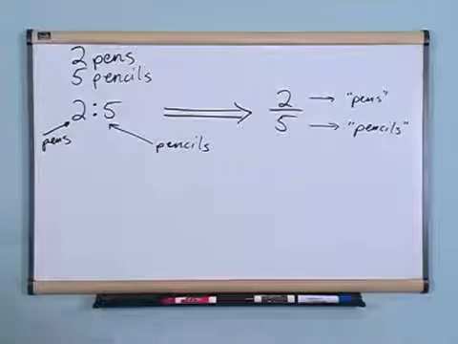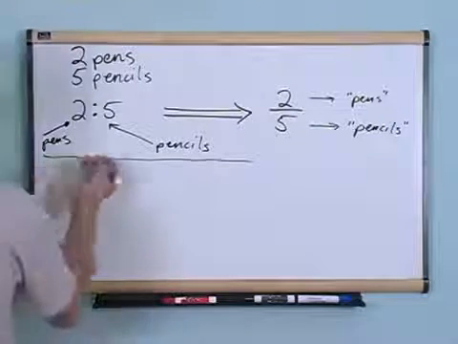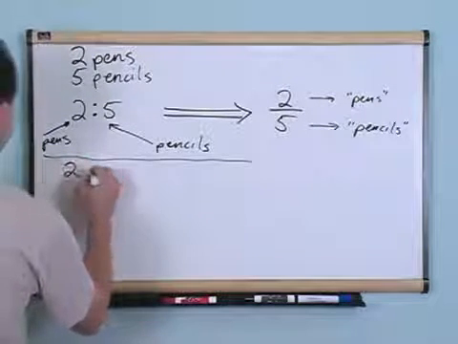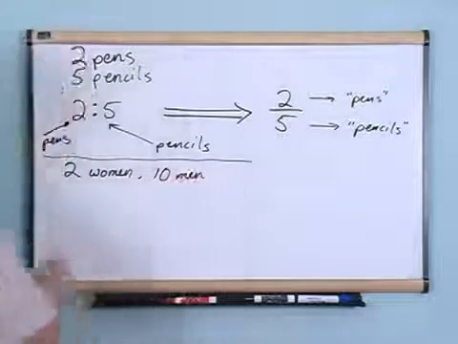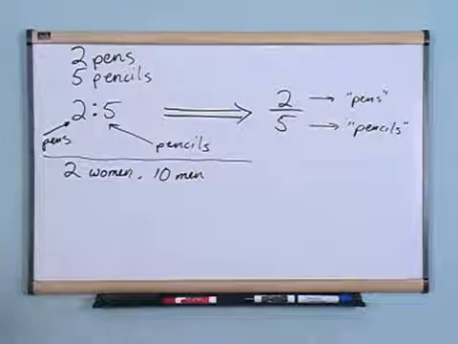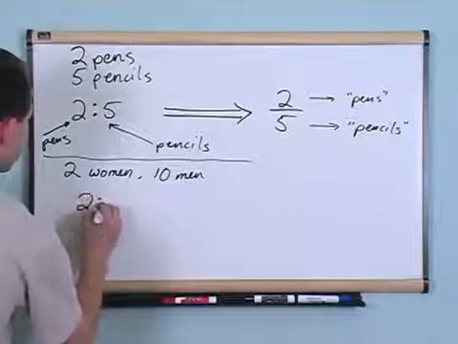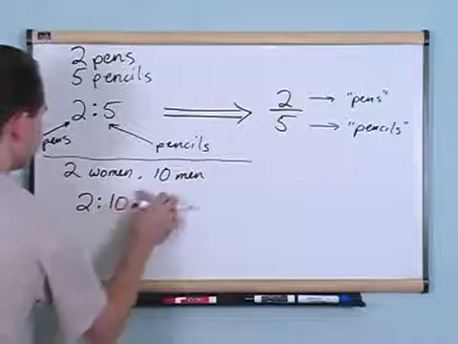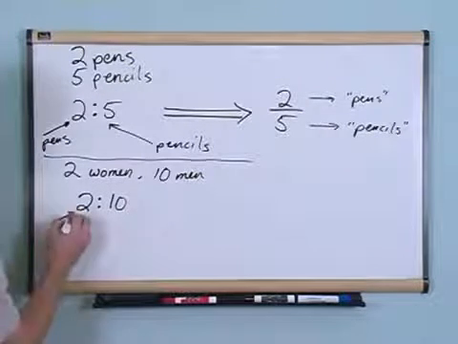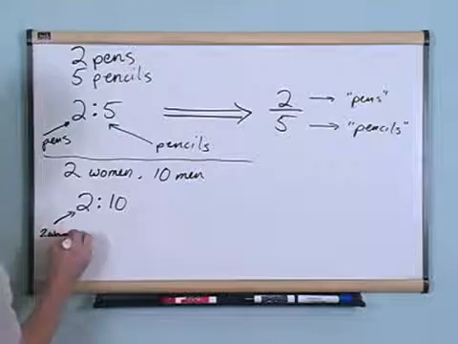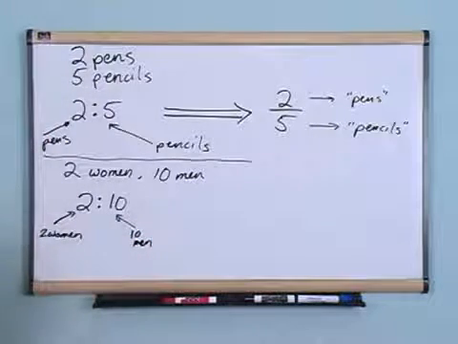Now let's pick another ratio, and get a couple more examples. Let's say you have, in a room, 2 women and 10 men. What is the ratio of women to men? Well, it's 2 women to 10 men. Just write it like this: 2 colon 10. That means that there are 2 women for every 10 men.